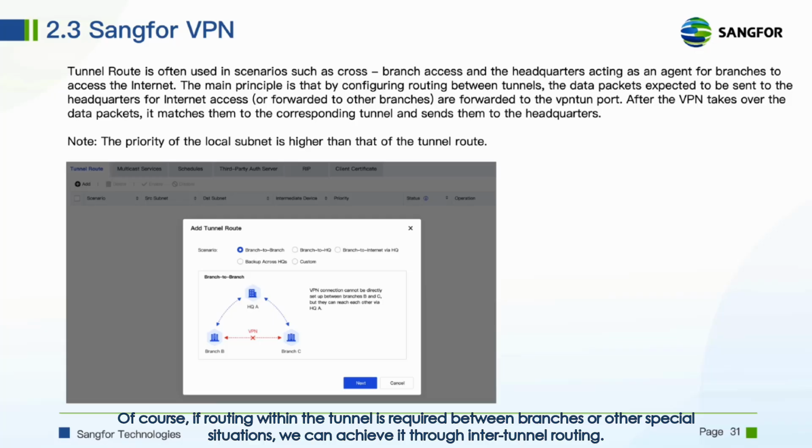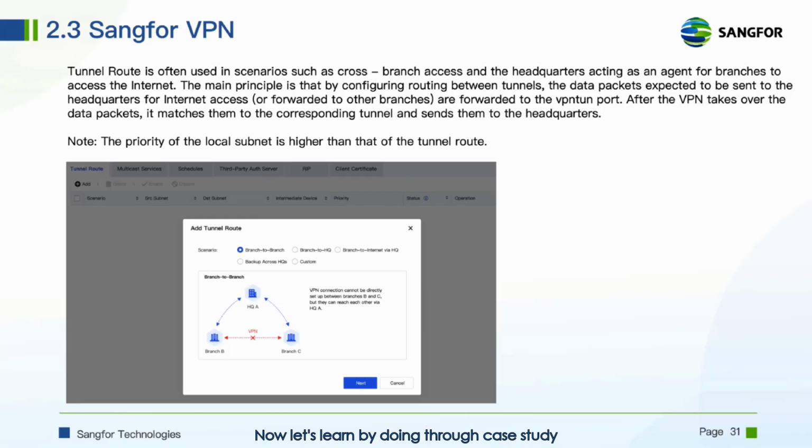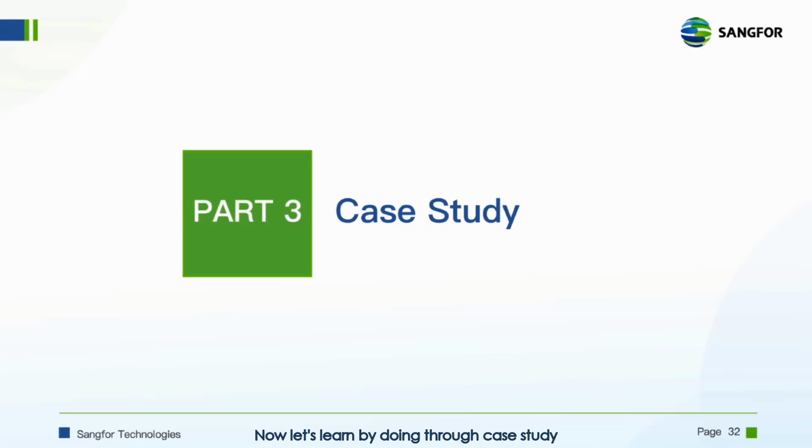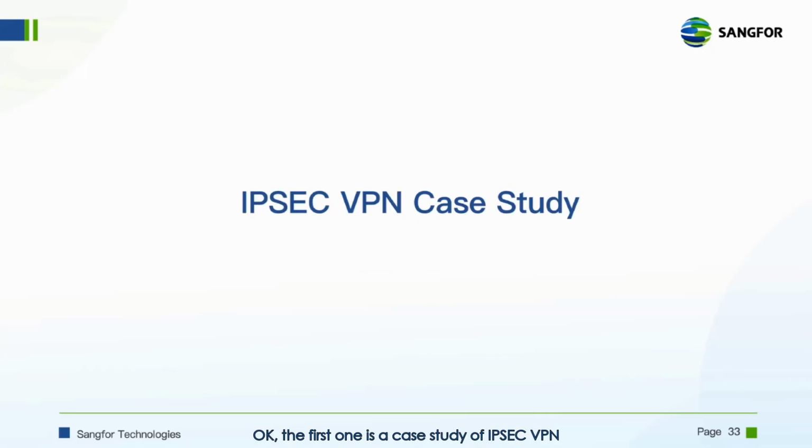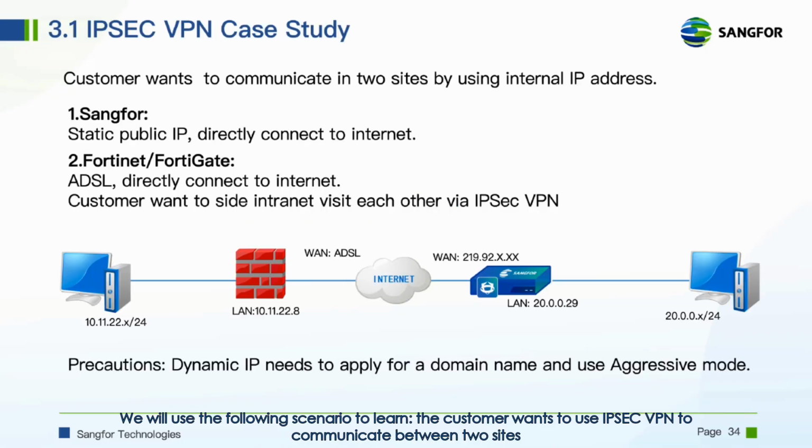Of course, if routing within the tunnel is required between branches or other special situations, we can achieve it through inter-tunnel routing. Now, let's learn by doing through case study. Okay, the first one is a case study of IPSec VPN. We will use the following scenario to learn.